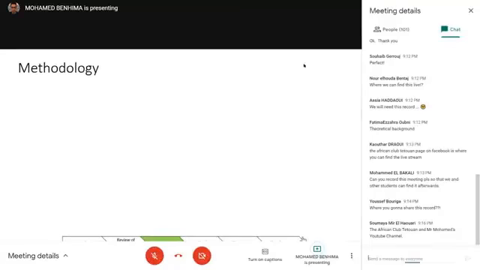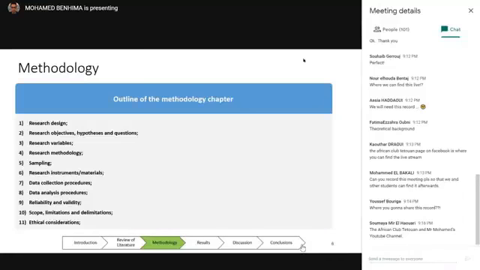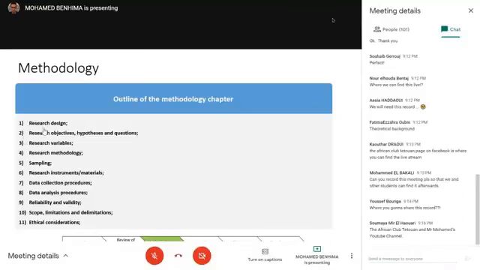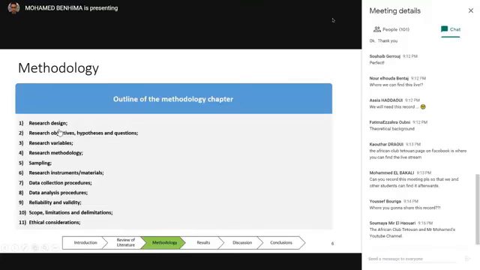For the methodology chapter, of course, you have to follow some elements. The first element is research design. Here there are two major types of design. We have quantitative and qualitative design, and we have a mixed method. Mixed method is when you combine both quantitative and qualitative methods. And then we have some philosophies, so to speak.